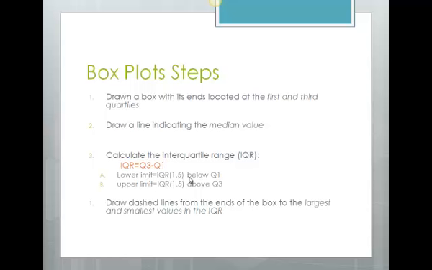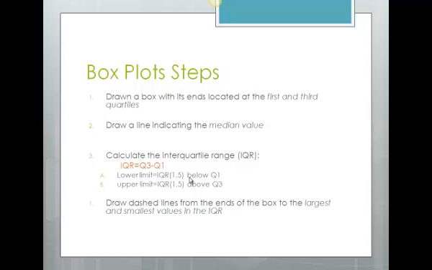For the lower limit, you start at Q1. You take Q1 and subtract from that 1.5 times the interquartile range. Calculate your upper limit, start at Q3, and add to that 1.5 times your interquartile range. Make notes of that on your timeline, your number line at the bottom. Then you would draw dashed lines from the end of the box, which denotes your interquartile range, to the largest and smallest values within that upper and lower limit that we've discussed.